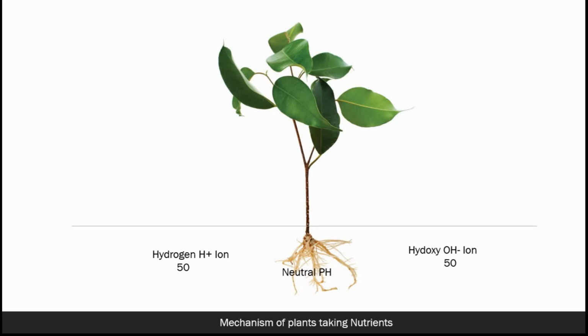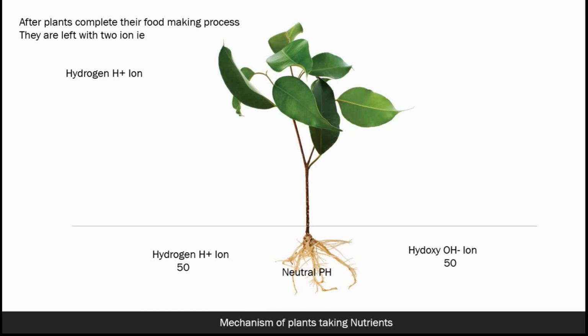So the root has a hydrogen ion that is 50 and hydroxy ion that is 50 again. So now what happens here is, after plants actually complete their food making process, they are left with two ions in the stem, that is same as hydrogen ion, that is H positive, and hydroxy ion, that is OH negative.